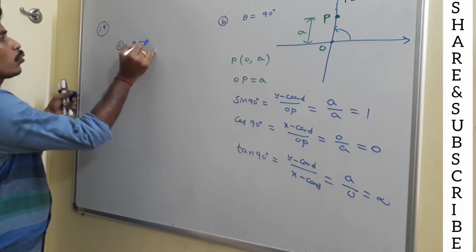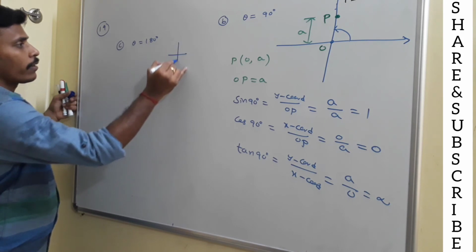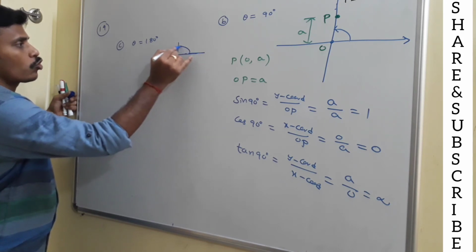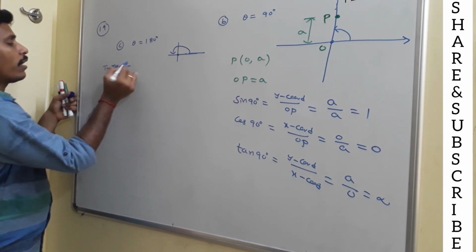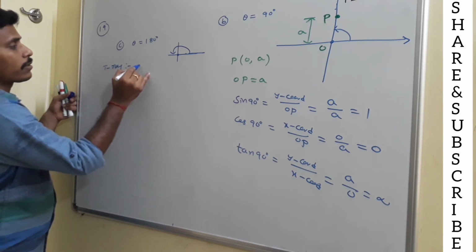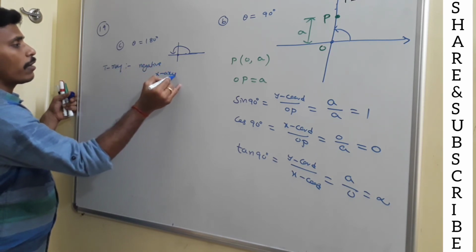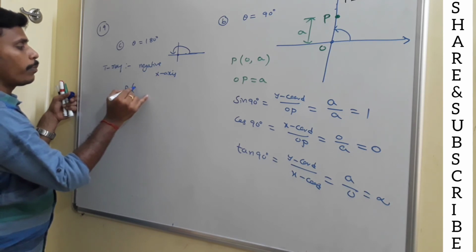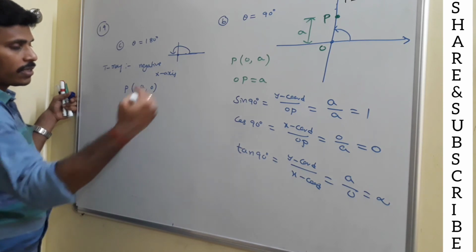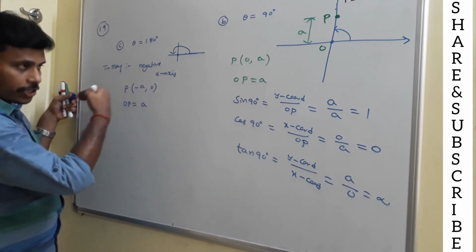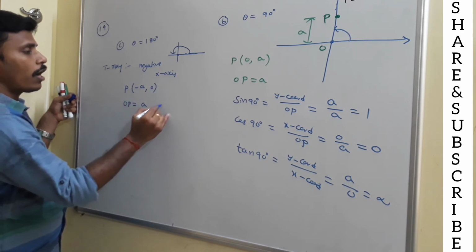If theta is equal to 180 degrees, we know that for 180 degrees, if this is the positive x-axis, this total thing is 180. That means what is your terminal ray? The terminal ray is the negative x-axis. Since the terminal ray is the negative x-axis, your point P is minus a comma 0, and your OP value is again a. Since P is a point in the negative direction, its x coordinate is negative. So P is minus a comma 0 and OP is a.